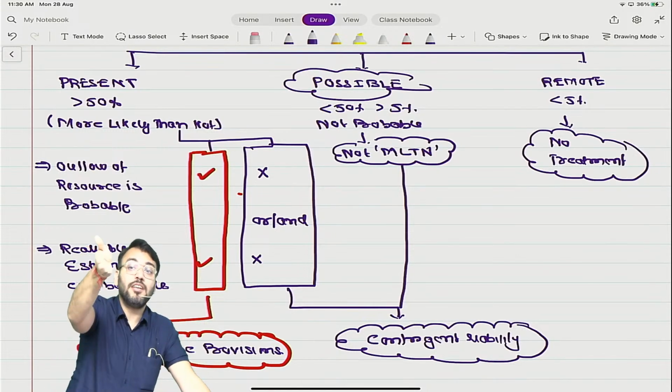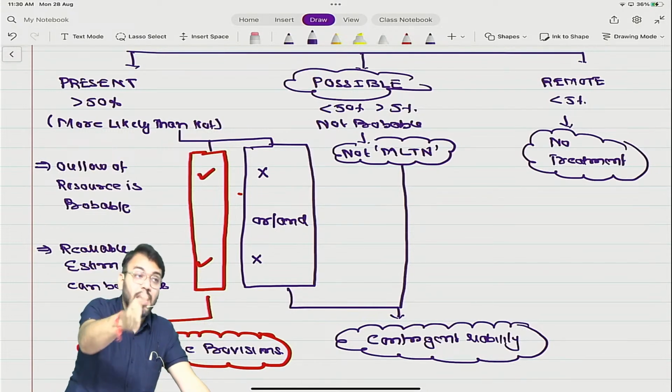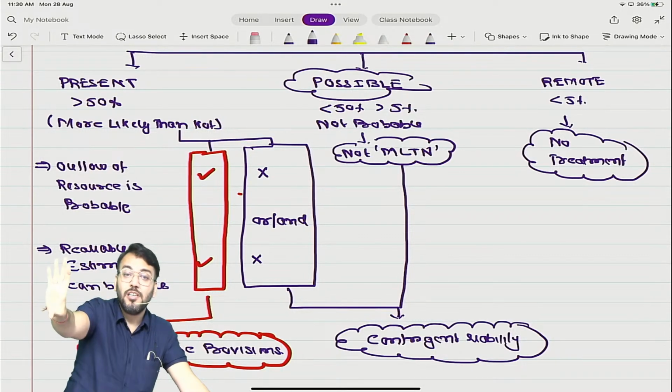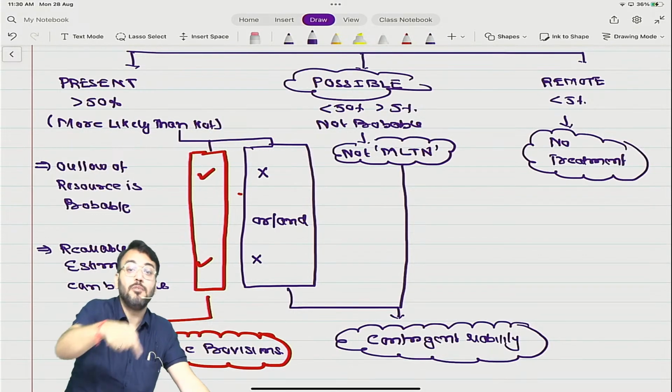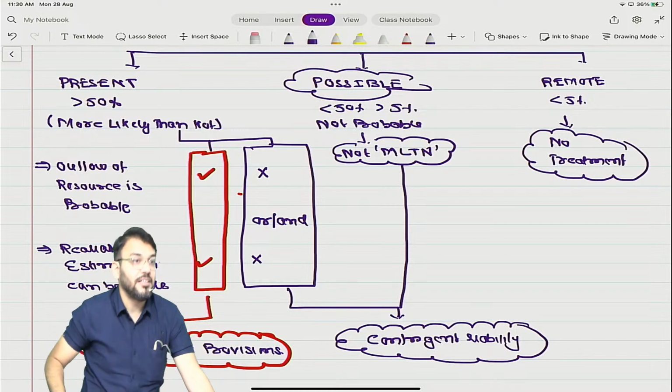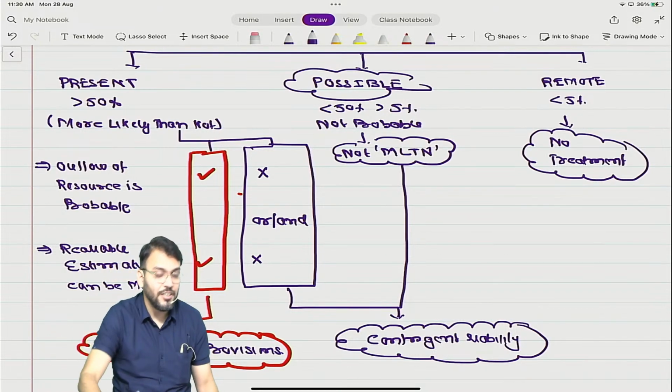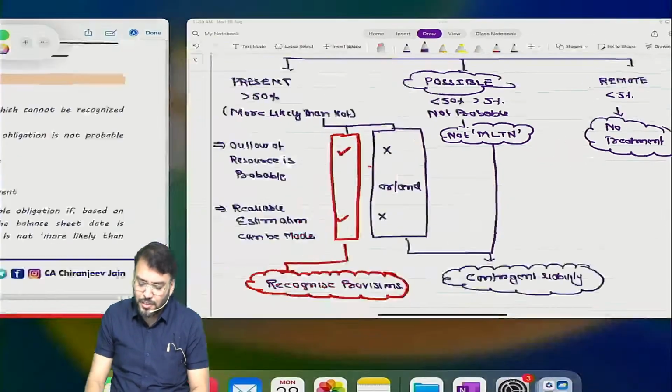So if there is a present obligation arising from past event and those two conditions are satisfied, then it becomes a provision. And if there is a present obligation arising from past event and either of these two conditions is not satisfied, then it becomes what? Contingent liability. I hope you are understanding. Correct? Understood? So can I say this meaning is only given in AS 29?